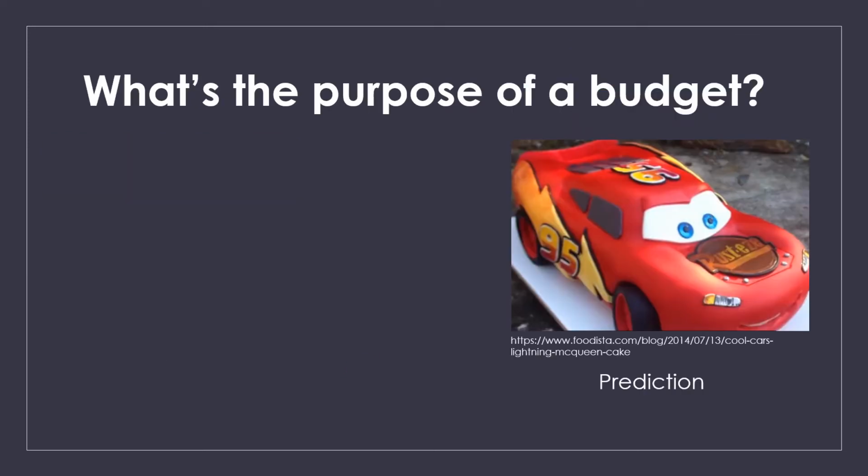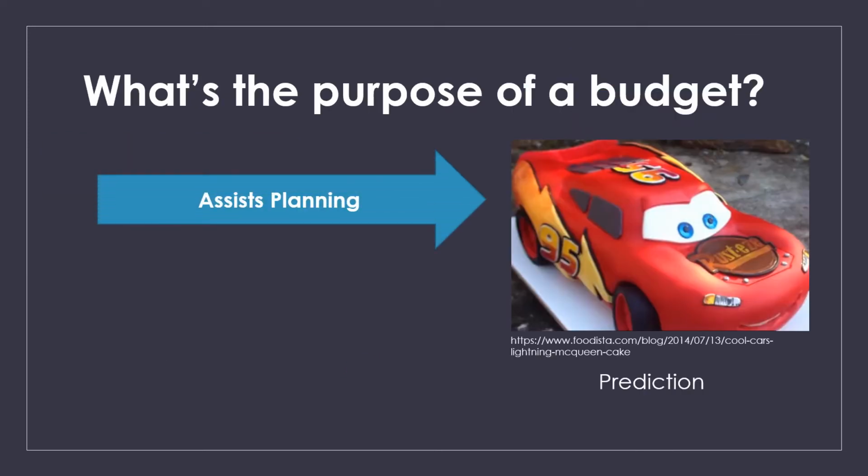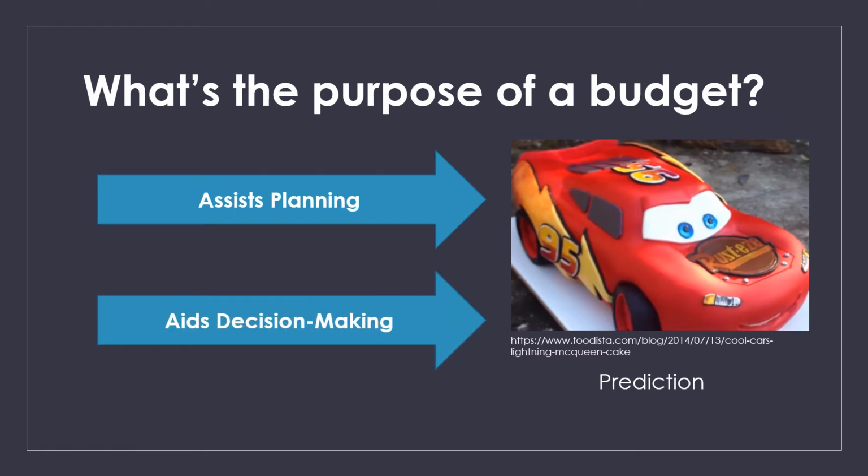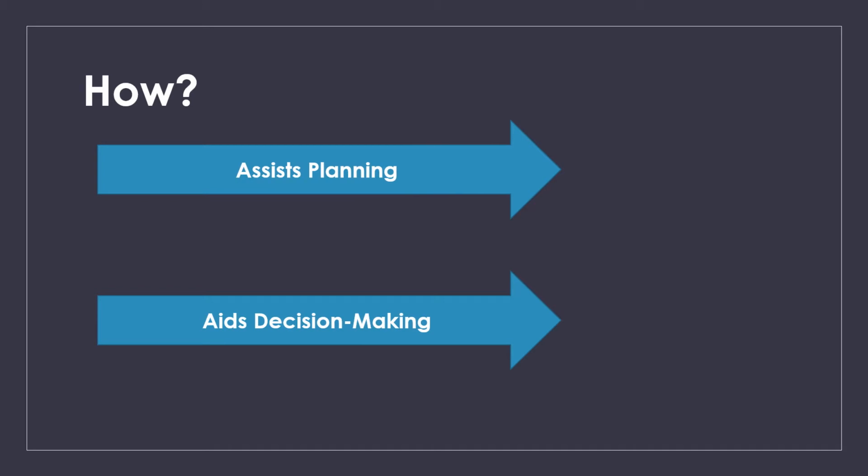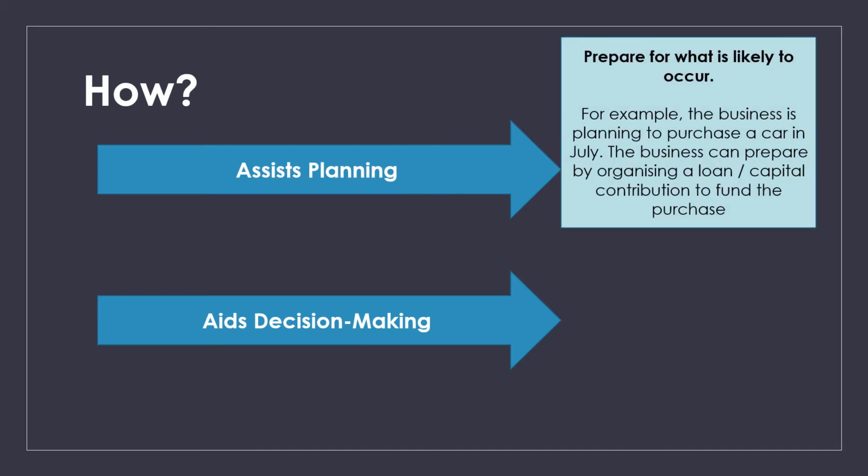What's the purpose of a budget? It is to assist planning as well as to aid decision-making. How so? Budgets can assist planning by helping the business prepare for what is likely to occur. For example, the business is planning to purchase a car in July. The business can prepare by organizing a loan or capital contribution to fund the purchase.